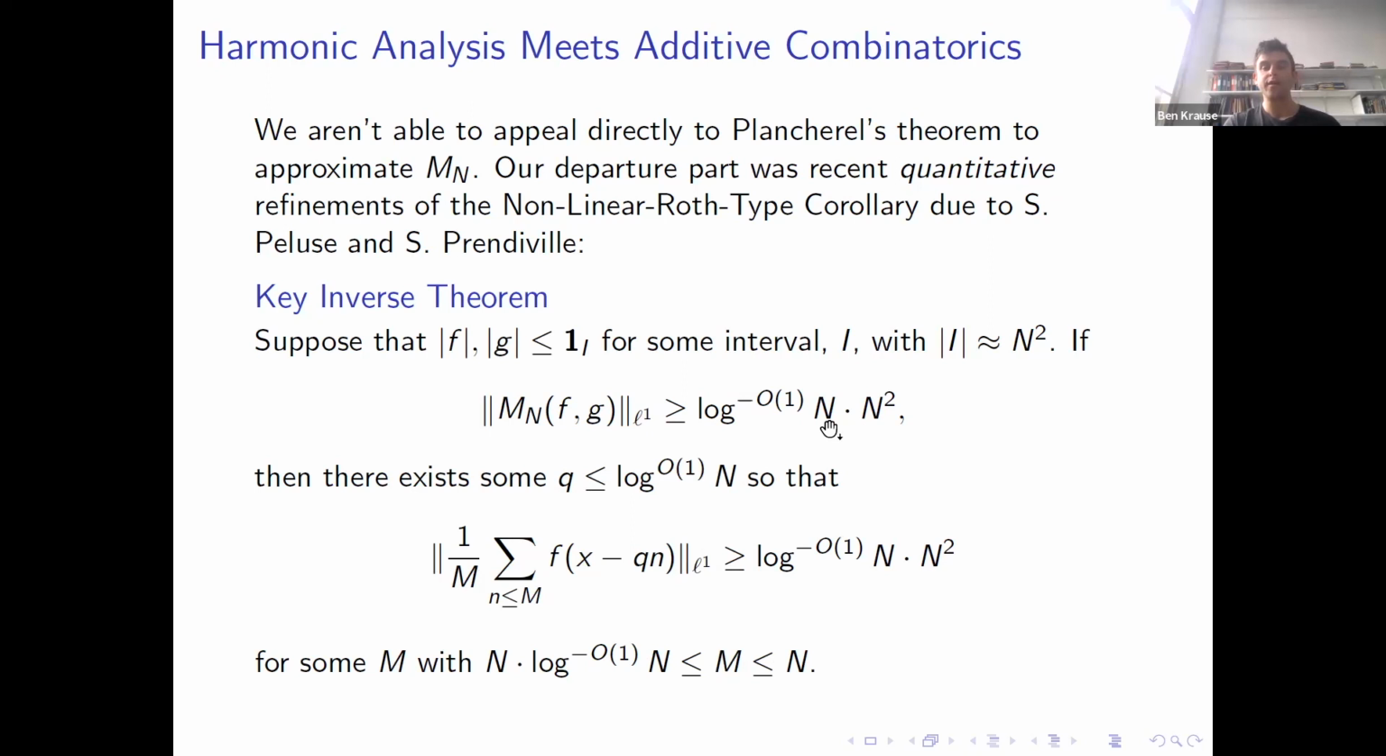Quantitatively, if my bilinear average is at least (log n)^{-O(1)} times as big as maximal, then there's some integer q less than (log n)^{O(1)} so that if I average f over long intervals with gap size q, where by long I mean n times (log n)^{-O(1)}, then this resulting average is not as big as it can be, it's not n squared, but it's only logarithmically far away from n squared. So this is a very, very strong inverse theorem. The only way that your bilinear averages can be big is if f is large on an arithmetic progression.